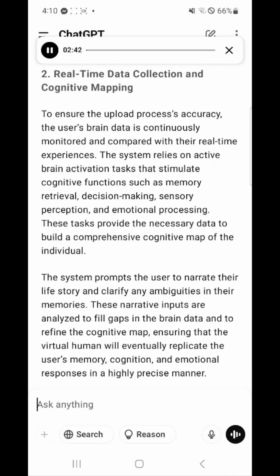3. Imitation learning and autonomous embodiment. The core of the mind upload process is imitation learning. As the AI collects and analyzes brain data, it mimics the person's behavior, thought processes, and emotional responses in real time. This learning process gradually allows the virtual human to mirror the individual's cognition, becoming more adept at performing tasks, interacting with the environment, and responding to stimuli.